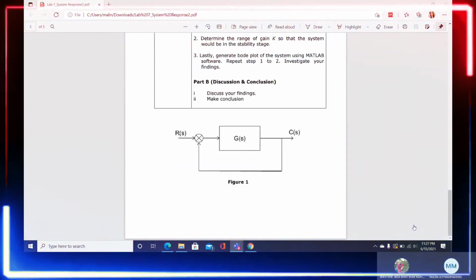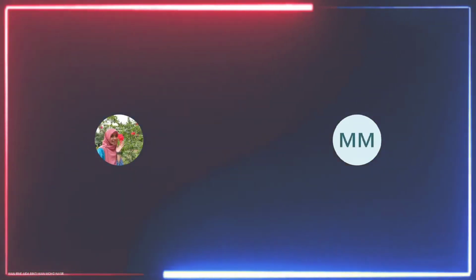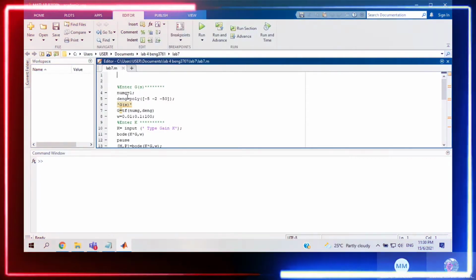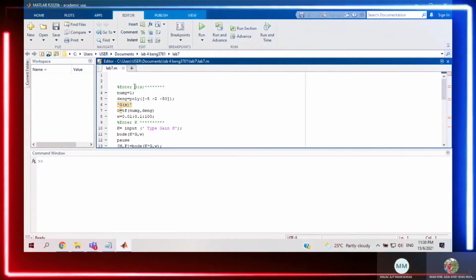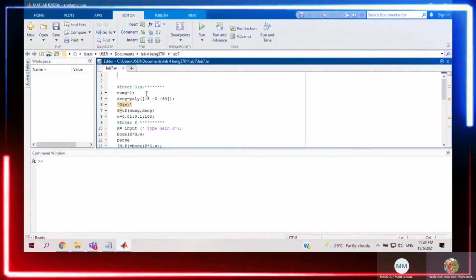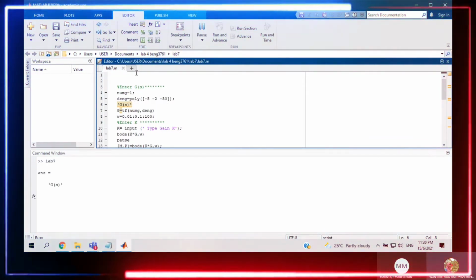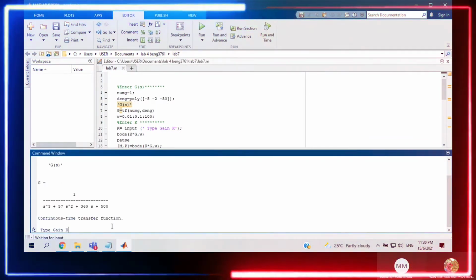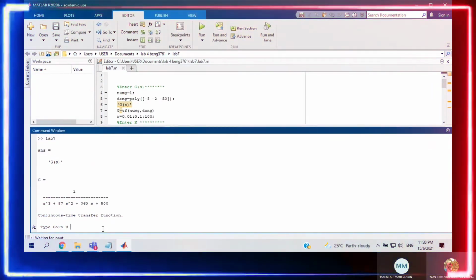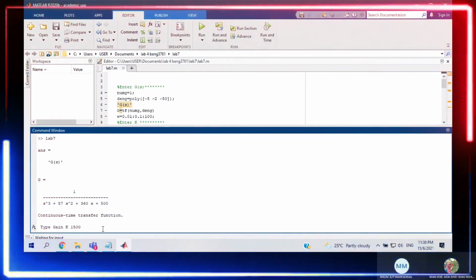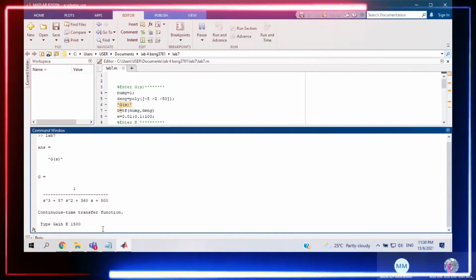Okay, thank you, Malini. So I will continue on the MATLAB coding. The numerator and denominator we put from the original transfer function G(s) that was given, and then I will run it. So in the command window, we need to type our gain. So our gain K is 1500.